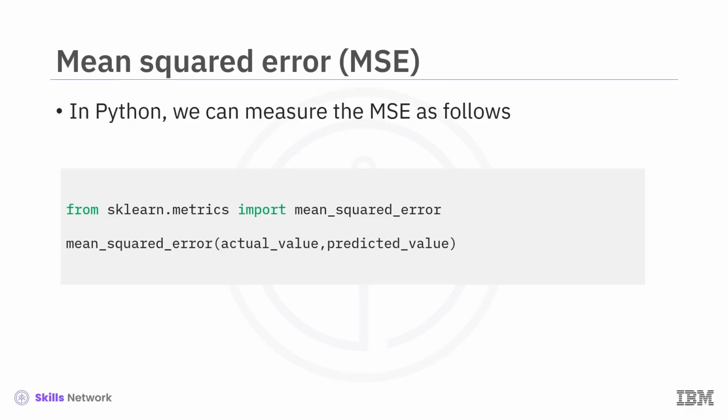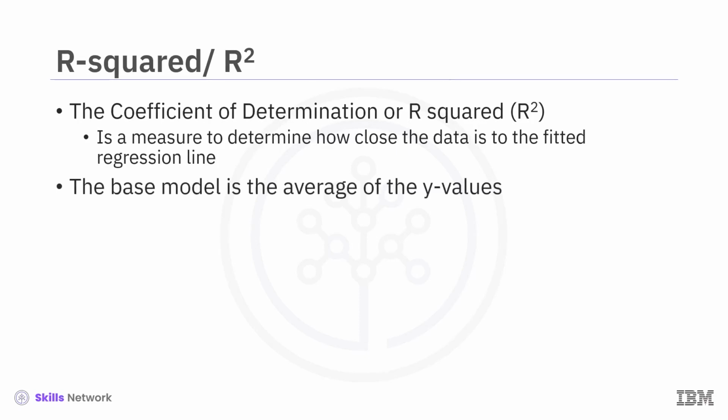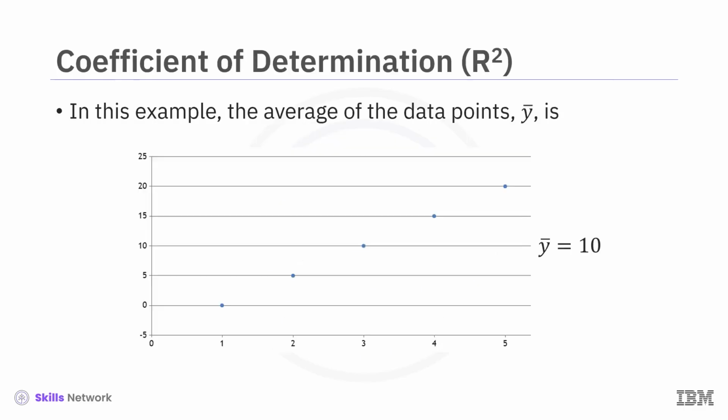R squared is also called the coefficient of determination. It's a measure to determine how closely fitted the regression line is to the actual data. Consider a simple base model that uses the average value of the data points, the y-bar, as the estimate. The R-squared value compares the performance of the fitted regression line against this average value. In this example, the average of the data points y-bar is 10.